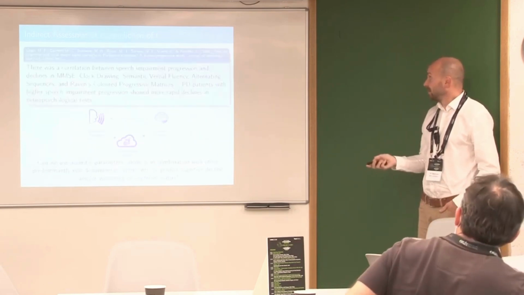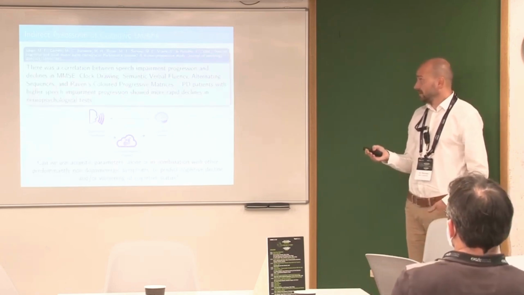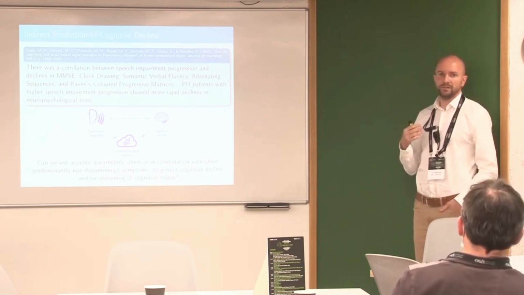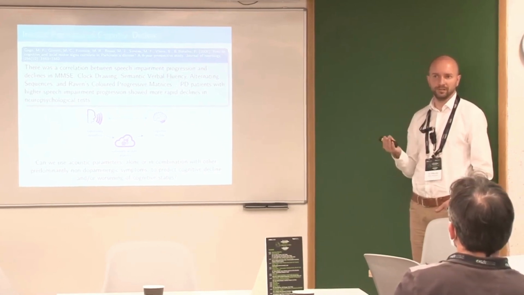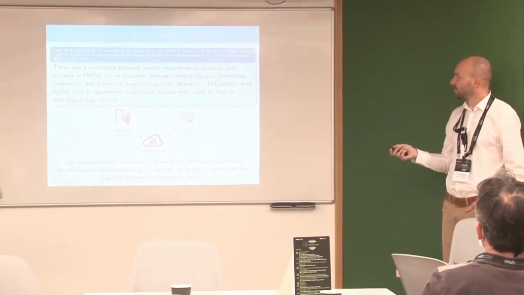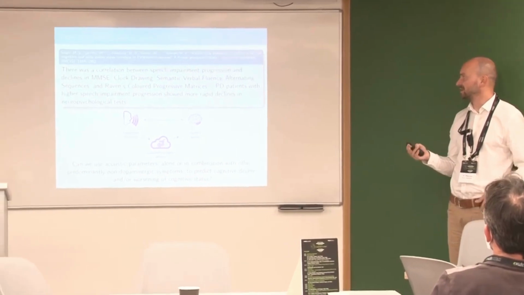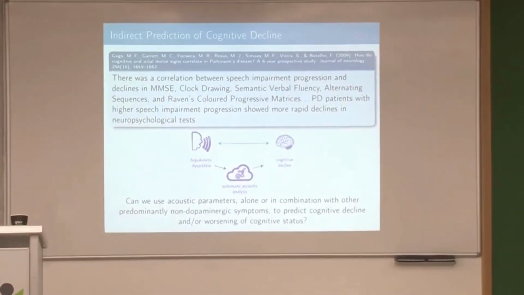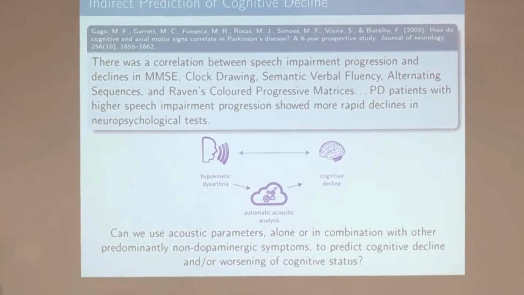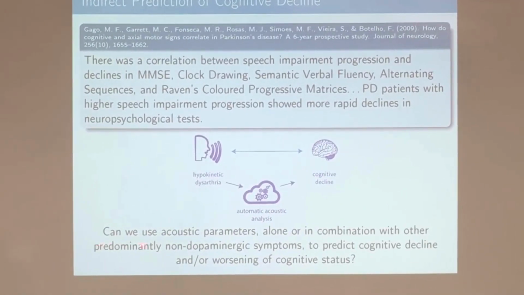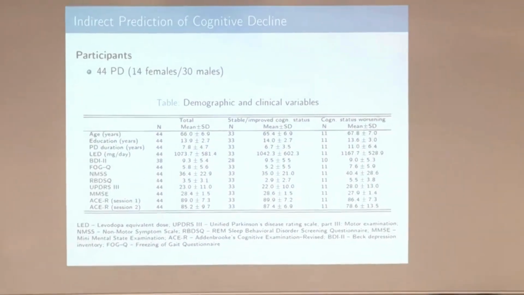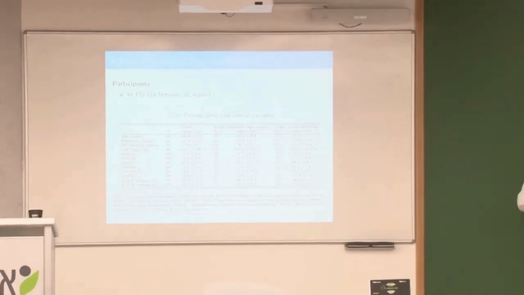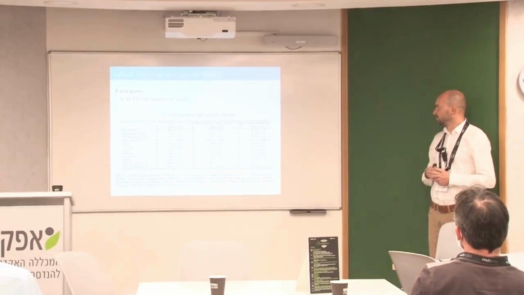in PD patients. In another study, we tried to explore whether, again, just based on acoustic analysis of speech, we can predict cognitive decline in PD patients. Because there was one publication from 2009 claiming that there are probably some relations between speech and cognitive functions in PD patients. So the question was whether we can use these acoustic parameters to predict cognitive decline in PD patients in a 2-year horizon. In this study, more or less, we used the same cohort of PD patients that were recorded twice with a 2-year gap.